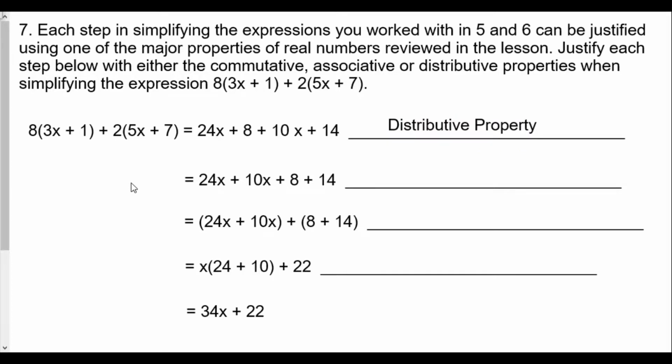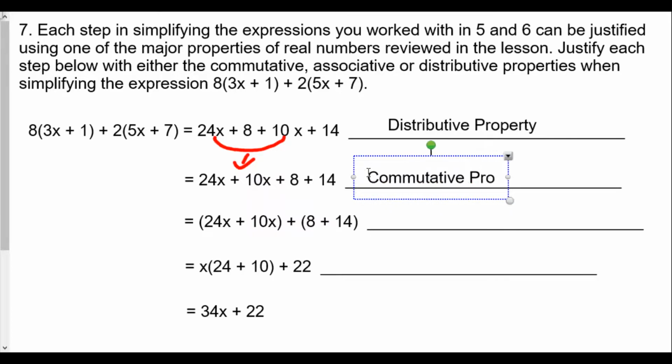Now for the next piece of work, we have here the 24x plus 10x. So we see here that we are switching these two terms together and moving around. Well, that would be, in this case, the commutative property. Because the commutative property tells us that we can switch around addition and still get the same exact answer. So this is all addition here. We can basically move the 24x plus 10x together first, and the 8 plus 14. So they are moved together.